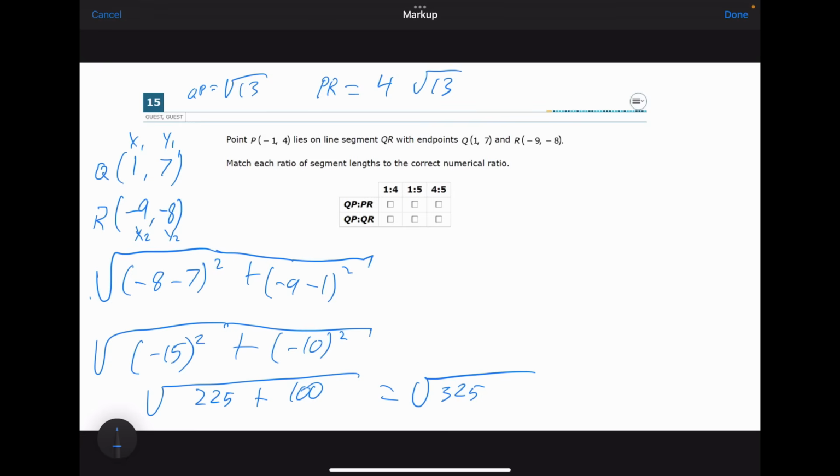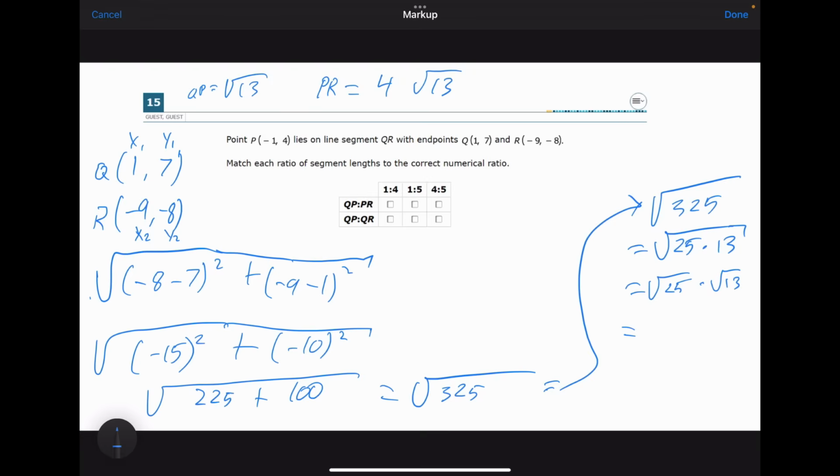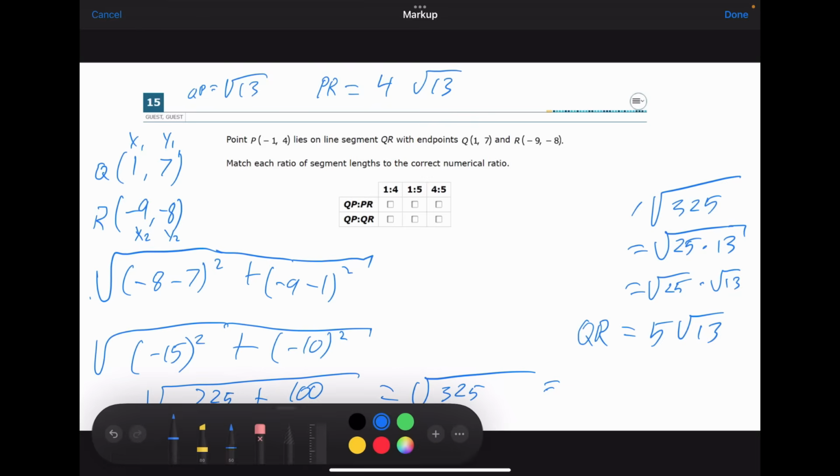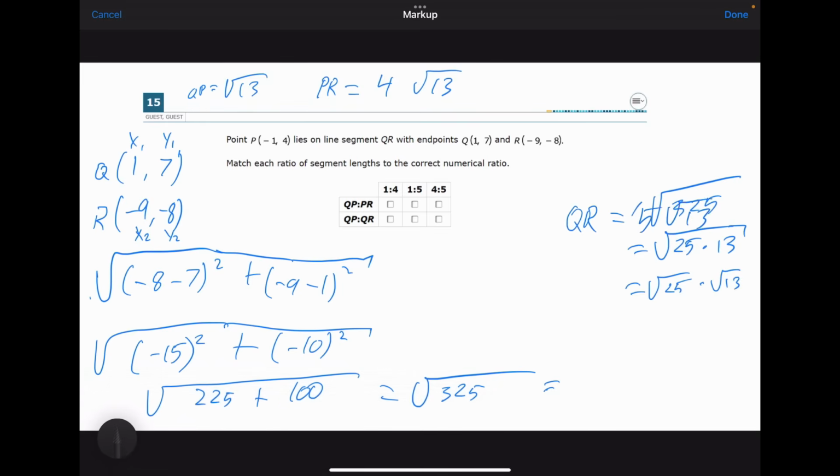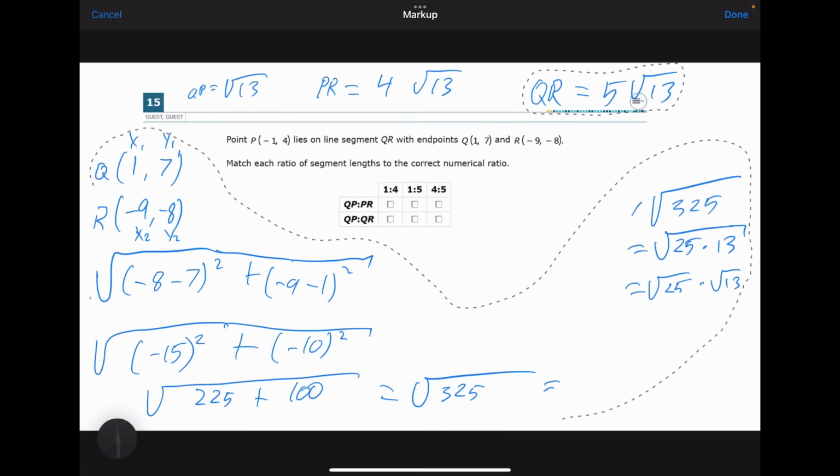If I take 325 and divide it by 13, let's see if I get another even number, and indeed I do. So this is, again, following the same logic, square root of 325 is equal to square root of 25 times 13, which is equal to square root of 25 times square root of 13, which is equal to 5 root 13. And one last time, I am going to specify this is QR, and then I am going to move it up here. So now I have my 3 lengths that I was interested in, which is QP, PR, and QR.